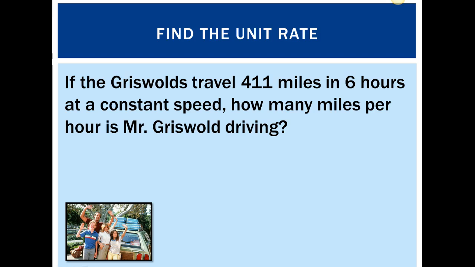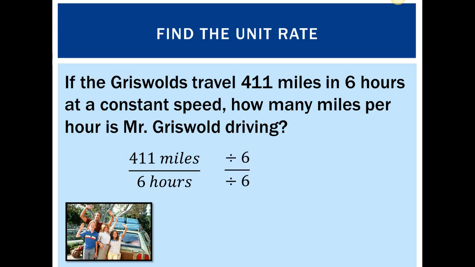In our next example, we have the Griswolds. If they travel 411 miles in 6 hours at a constant speed, how many miles per hour is Mr. Griswold driving? The first step is to set up the original ratio, so we begin with 411 miles over 6 hours. Then we need a denominator of 1, so we will divide both the top and the bottom by 6.